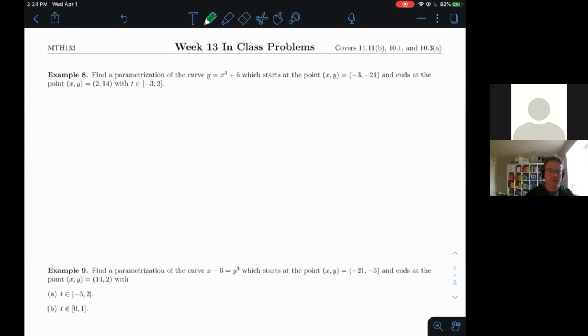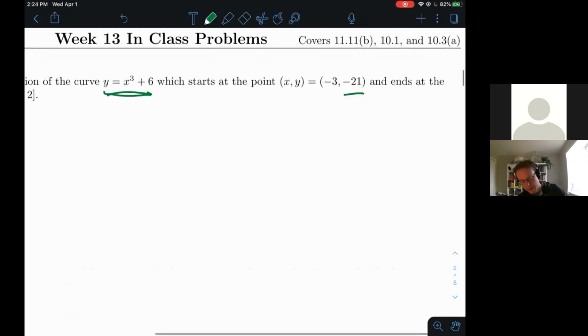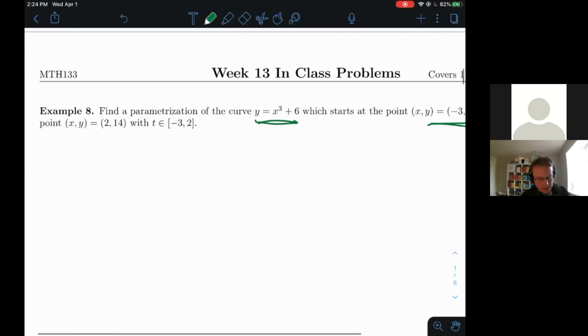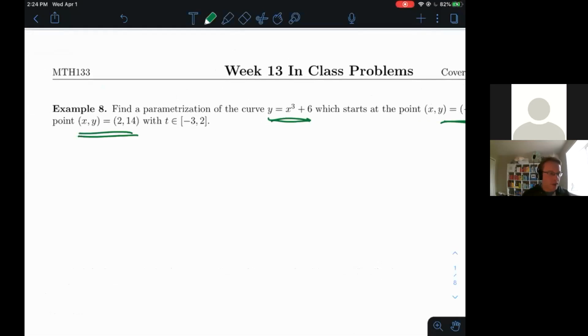So we're going to find a parameterization of a specified Cartesian equation. So here we have some cubic equation. It just has x's and y's in it. And I don't want to parameterize the entire curve. I would just like the piece of the curve that starts at this point and ends at this point. And I'm going to allow my parameterization to travel between t equals -3 to t equals 2. So that's the time values that I would like to map into this.